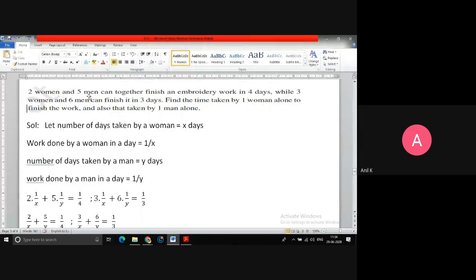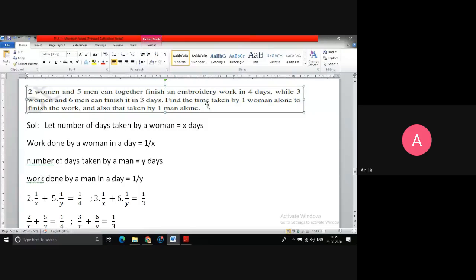Two women and five men can together finish the embroidery work in 4 days. So to finish the work, these 2 women and 5 men have to work 4 days. While 3 women and 6 men, which means the number of people is increasing, one woman is increased and one man is increased. So obviously the number of days to finish the work has to decrease, right? So they can finish the work in 3 days. The people are increasing, so the number of days has to decrease.